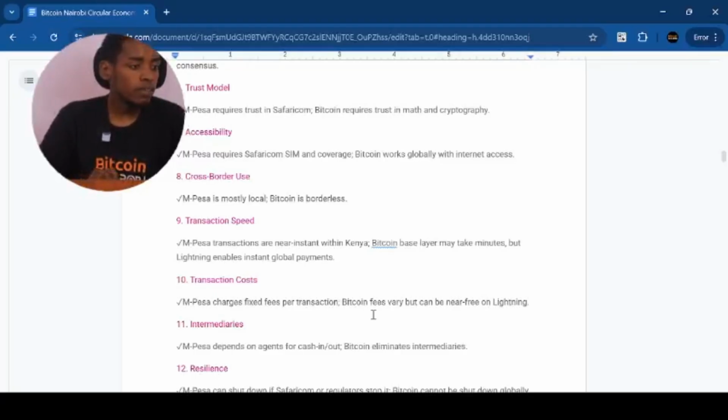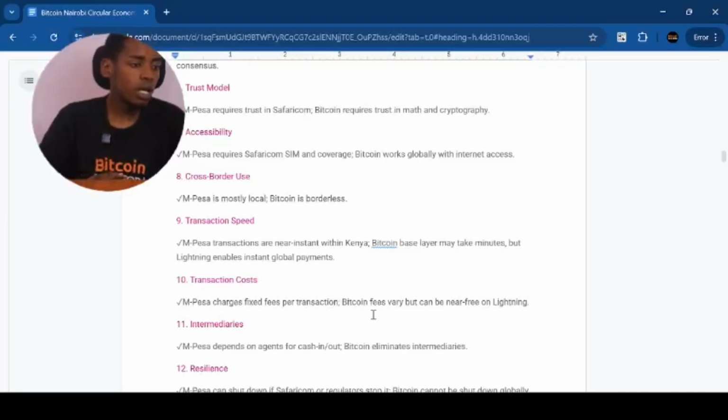So number 7, accessibility. M-PESA requires a Safaricom SIM and coverage, but Bitcoin works globally with internet access. The internet is everywhere. Any country you go, there's the internet. Right now, we even have internet that doesn't use cables, which is Starlink. So the internet is everywhere, meaning Bitcoin is accessible in any corner of the world.